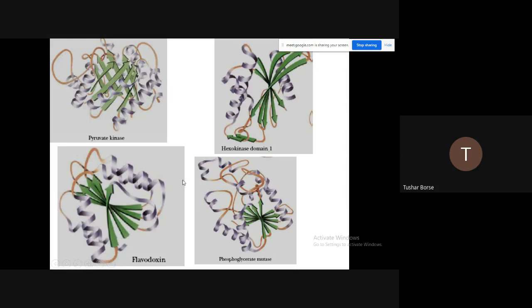Now see here, in case of flavodoxin, what type of sheets are these? Parallel. So these are parallel, and on both sides you can see that the helices are present. What about this? Anti-parallel. Yeah, so it's a mix here again. Some are parallel, some are anti-parallel, right? So these structures can be seen in this particular category.